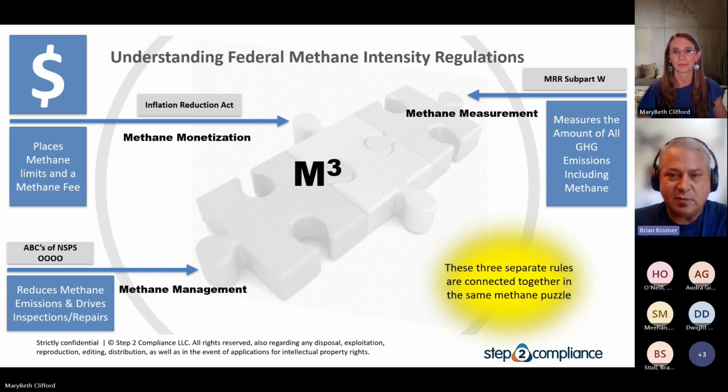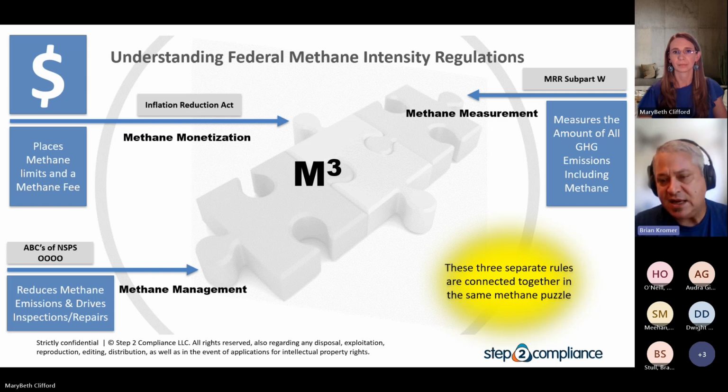So before we get into Subpart W, it's very important to know, and we keep putting the slide up there in every webinar, because we have 3 separate mandates or rules or requirements, but they work together. Nothing can happen without these 3 rules. So we have the monetization of methane happening through the Inflation Reduction Act. It sets a waste emissions threshold and assigns a waste emissions fee, and it targets those reporting under the mandatory reporting rule for greenhouse gases in Subpart W. And it is changing how Subpart W will be reported.